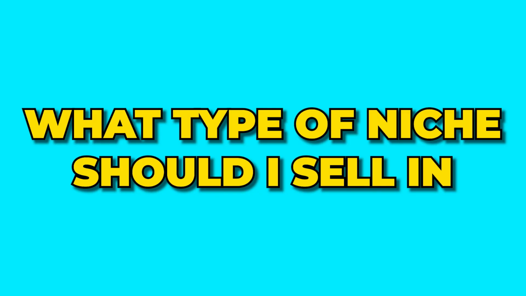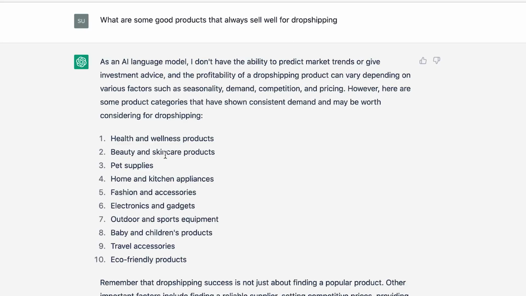And another thing you can ask it if you want to get more specific is what types of products or specific niches should I sell in order to make money. So right here you guys can see that it gave us 10 niches that we could potentially sell in, and the top three, we have health and wellness products, beauty and skincare products, we have pet supplies, home and kitchen appliances. So these are very true because those types of products solve very big problems.